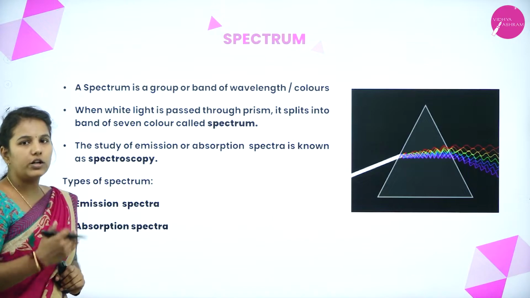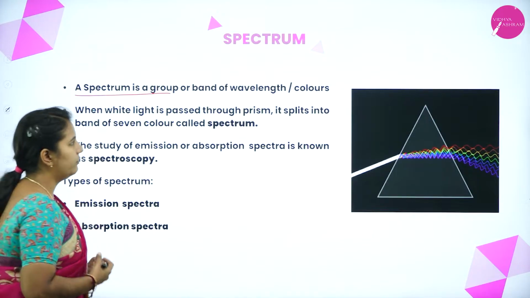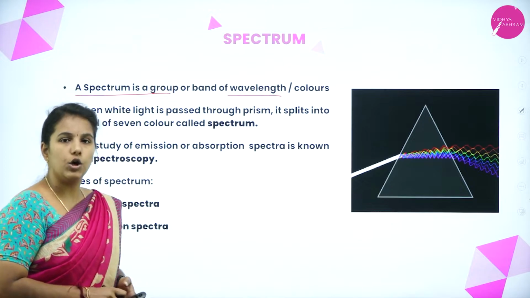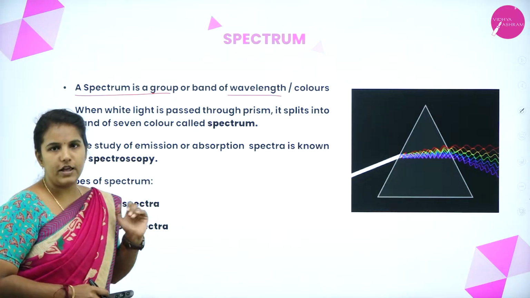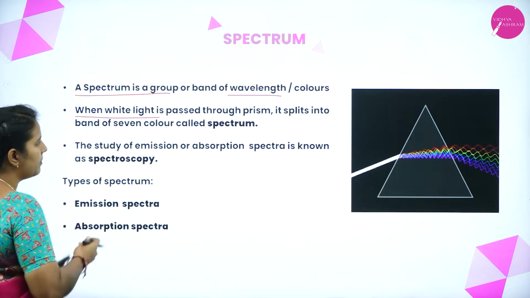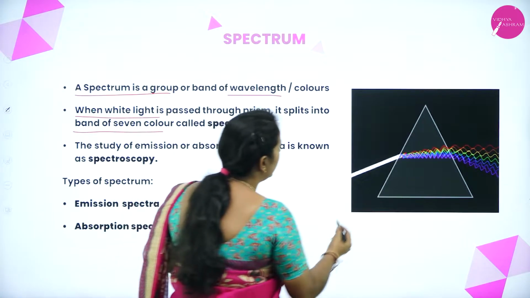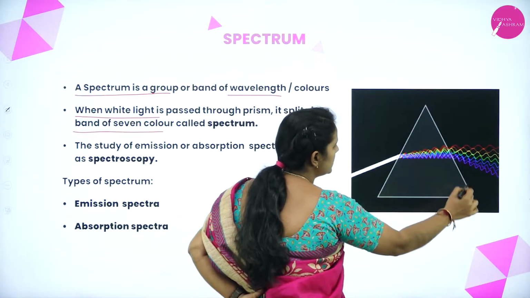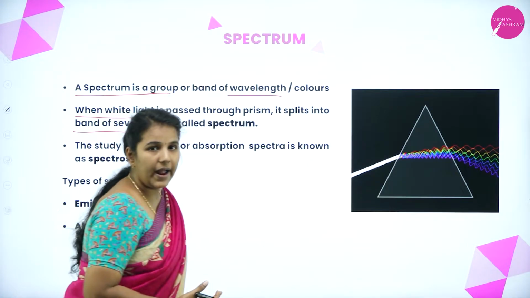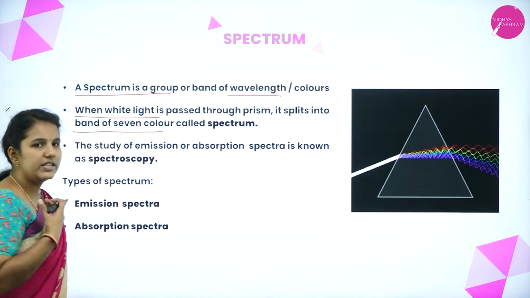Let us see now what is a spectrum. Spectrum is a group or band of wavelengths or colors. It is known as spectrum. How do we get these wavelengths? When white light is passed through a prism, it will be split and give rise to a band of 7 colors. Here you are passing the white light through the prism and this light will be split and produces a band that consists of 7 different colors. That is known as spectrum.